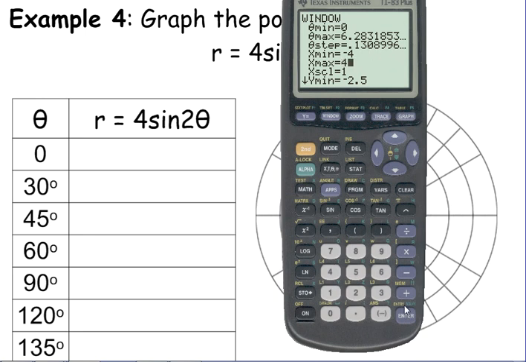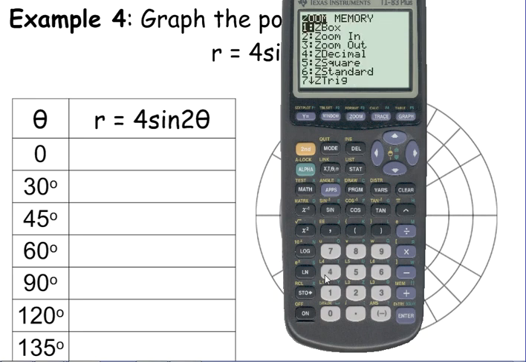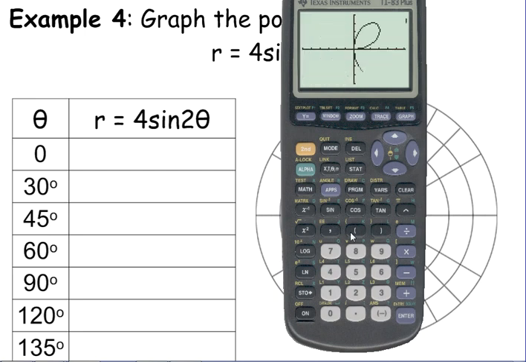-4. Notice when you go to your window, there's a lot more stuff than just Xmin, Xmax and so on. Don't worry about the first part. Don't touch the first part or it won't graph correctly. Okay, so I just made my window -4 to 4 in all directions. So we know it's a flower or a butterfly, whichever way you want to look at it. Let me square it up though.